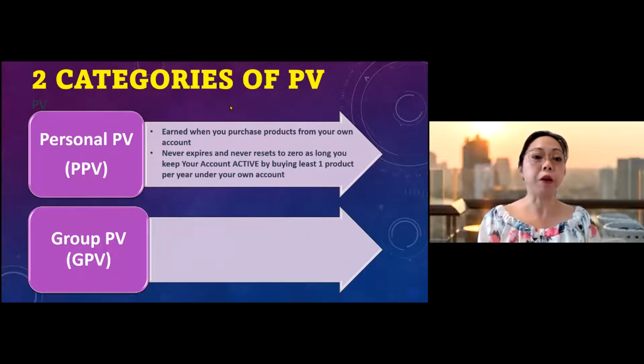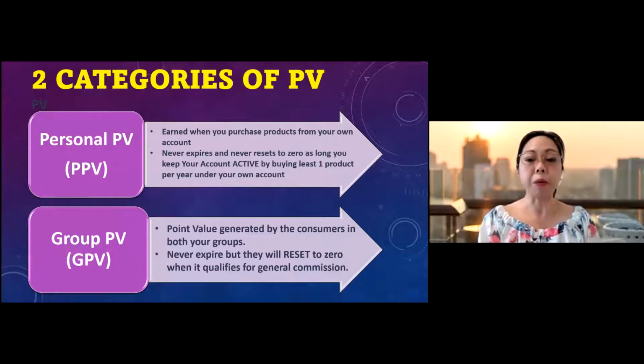Then we have the group PV, or what we call the GPV. It is a point value generated by the consumers in both your groups. The groups we mean are your left leg and your right leg, or your left group and your right group, which we'll discuss when we go to the binary system. The group PVs never expire also, but they will reset to zero when you qualify for a general commission.